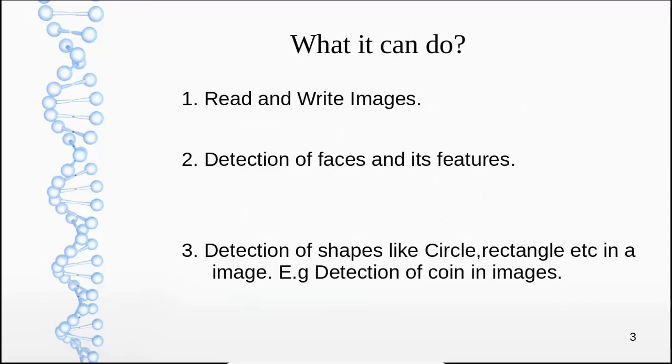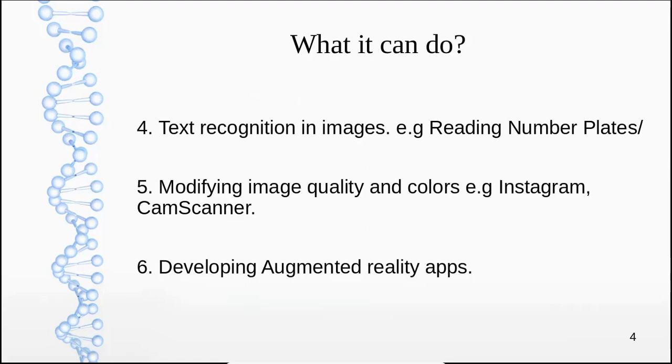Now we're talking about what OpenCV can do. It can read and write images, and we've got examples of that. It can detect faces and their features. We also have eye detection and face detection examples in this course. Third is detection of shapes like circles, rectangles, etc. in an image. We also have an example regarding this. Then text recognition in images, e.g. reading number plates, etc. You can do that.